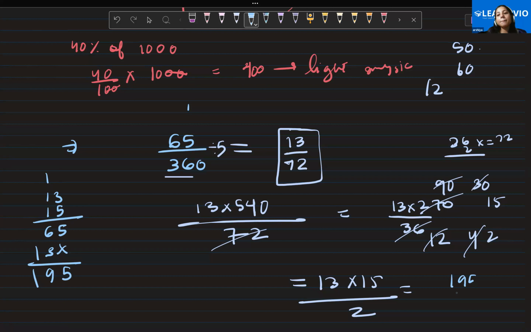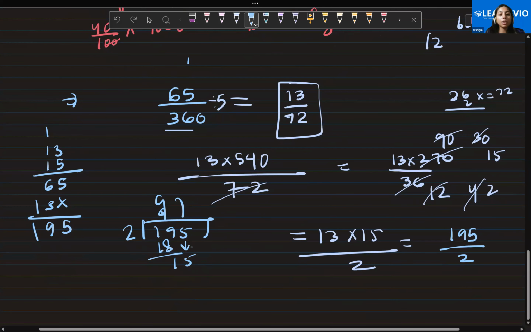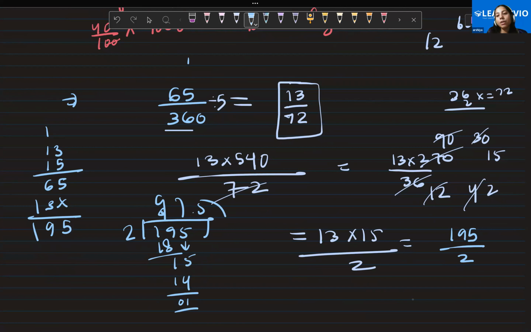195 divided by 2. 2 9s are 18, balance 1, 15, 2 7s are 14, 1. So I'll just do 97.5. Okay, so he scored 97.5 marks.